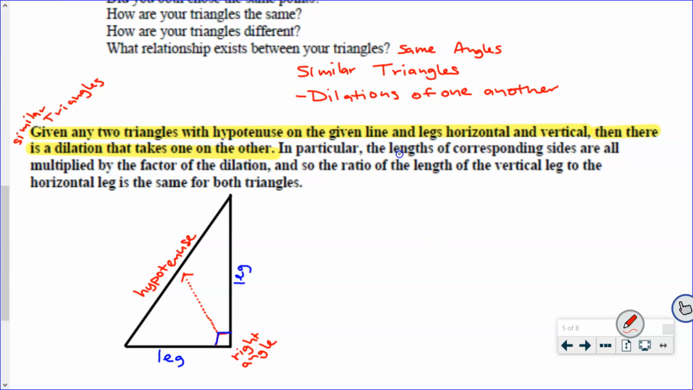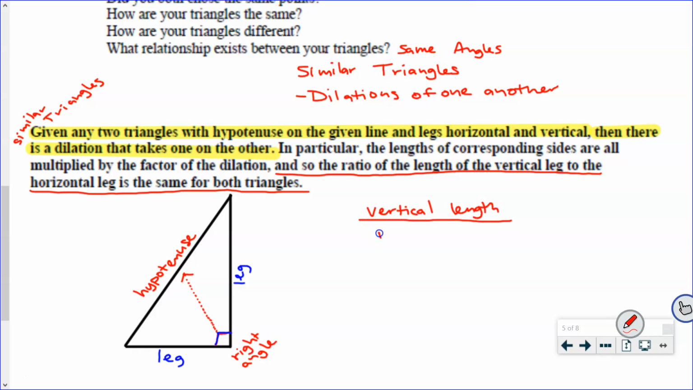And so it says, in particular, the lengths of corresponding sides are all multiplied by the scale factor of the dilation. And so the ratio of the vertical length to the horizontal length is the same for both triangles. This is the key takeaway here, which we have observed and phrased in our other lesson a little bit differently. We recognize that that is the vertical length divided by the horizontal length, because that's what a ratio is. It's just a comparison, so I'm comparing through that division.